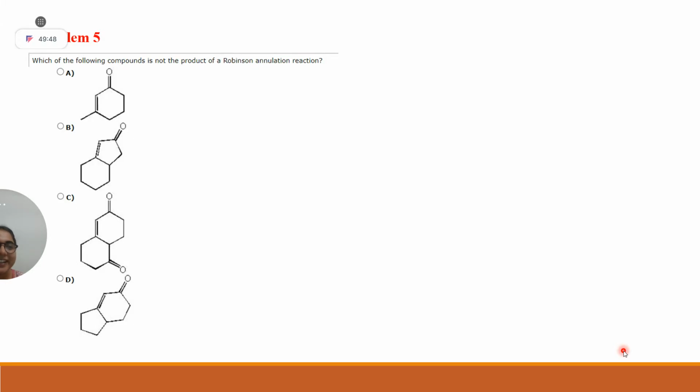If clear, tell me which of the following compounds is not the product of a Robinson annulation reaction. For solving this question, do you want to see the previous slide once? Yes, ma'am. The first one. Exactly. Okay, tell us the reason also.